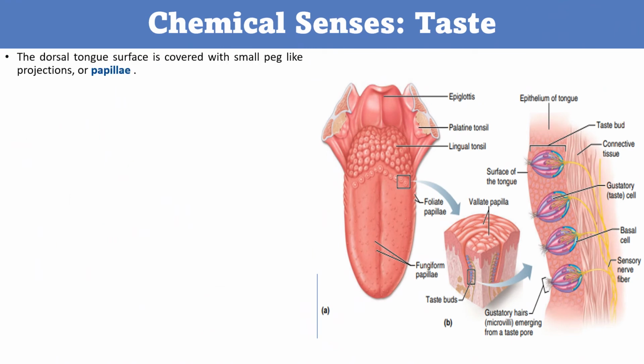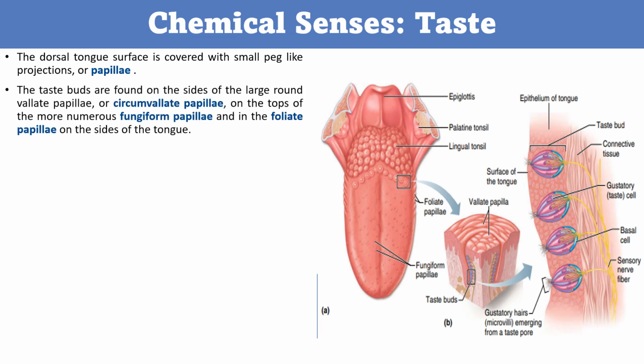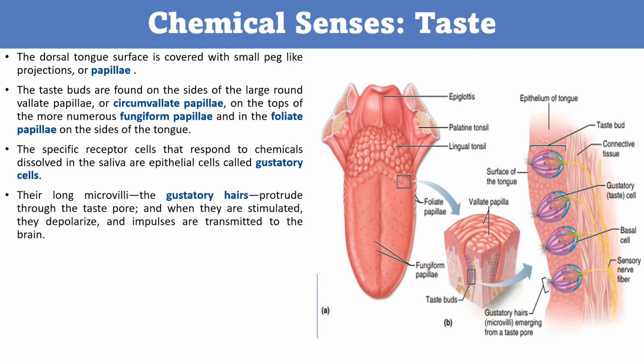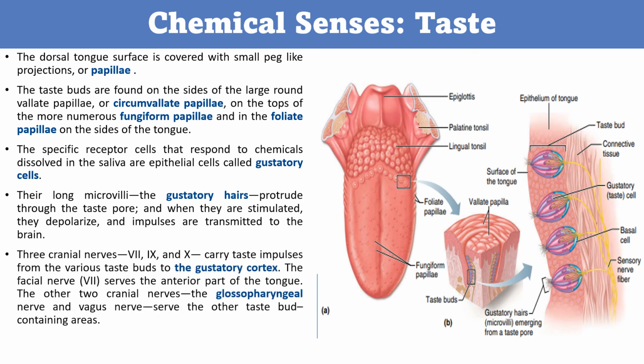The next is the sense of taste. The dorsal tongue surface is covered with small peg-like projections or papillae. The taste buds are found on the sides of the large, round vallate papillae, or circumvallate papillae, on the top of the more numerous fungiform papillae, and in the foliate papillae on the sides of the tongue. The specific receptor cells that respond to chemicals dissolved in saliva are epithelial cells called gustatory cells. Their long microvilli, the gustatory hairs, protrude through the taste pore, and when they are stimulated, they depolarize and impulses are transmitted to the brain.